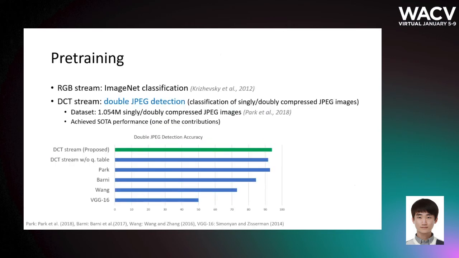The third one is how we pre-train the DCT stream. Each stream's weights are initialized differently. The RGB stream is initialized with ImageNet, which is a quite common procedure. But the DCT stream is initialized by double JPEG detection. The DCT stream achieves good performance on double JPEG detection. This means this stream can learn the compression artifacts very well.